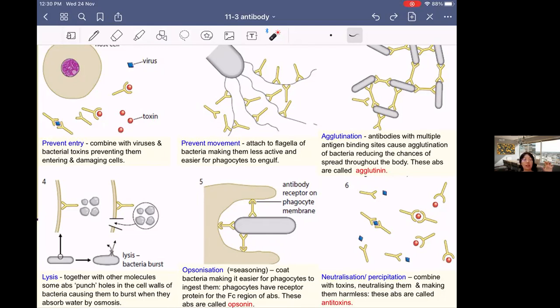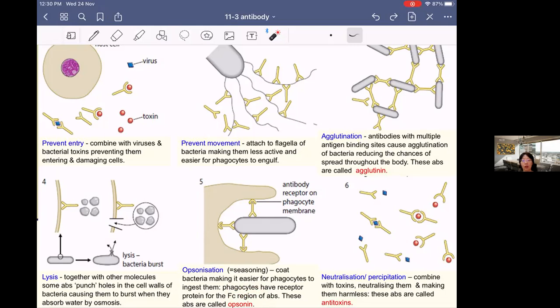So opsonization means seasoning. So what do you mean by that? Opsonization means the antibody will go and coat the bacteria like this. It's like seasoning the bacteria, making it more delicious to attract the phagocyte to come and phagocytose it. So this is called opsonization. Coating the bacteria to make it easier for phagocytes to ingest them, because phagocytes have receptor protein for the Fc region of antibody. So this type of antibody is called opsonin that causes opsonization.